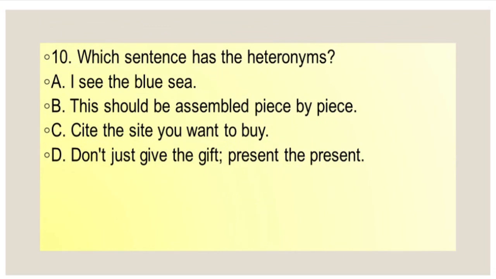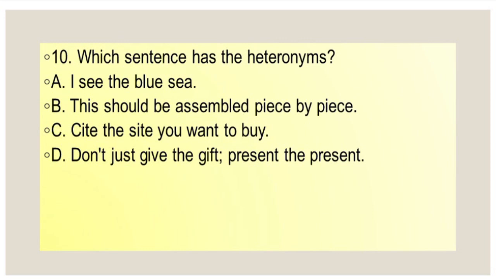Question number 10. Which sentence has heteronyms? Do you remember the heteronyms? Heteronyms are words that are spelled the same but do not have the same pronunciation. In option A, we are given sea and see. They are actually homophones, but they are not spelled the same. Look at option B. You see there the word is just repeated. In option C, you see sight with C and site with S. Look at their spellings, not the same. So we cannot consider them heteronyms.